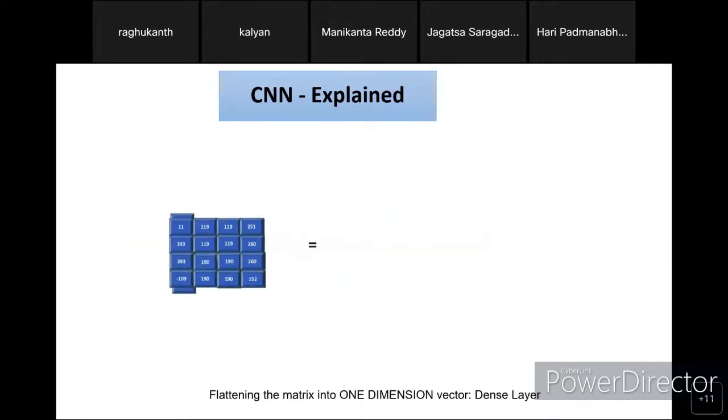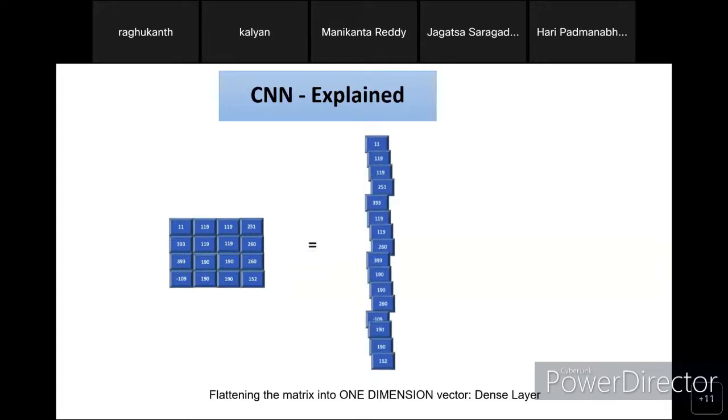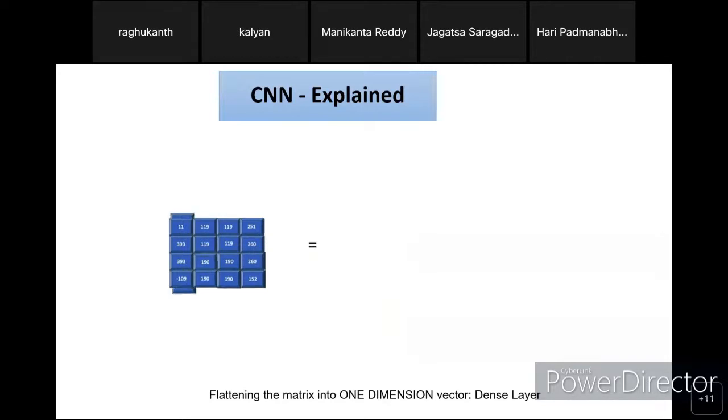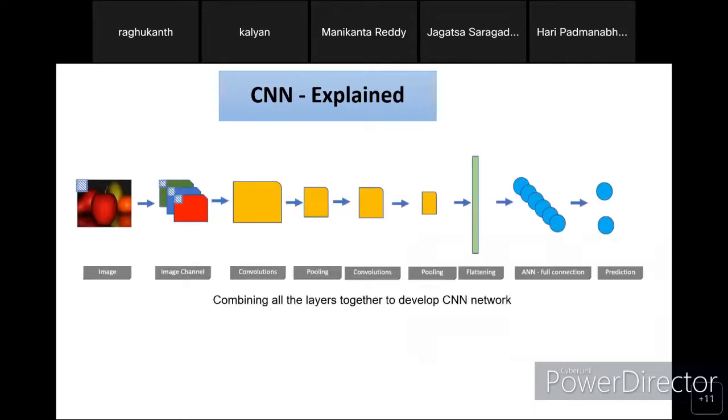And finally, I think we reduce it to one dimension, and then the dense layer, or it is converted to an array kind of a thing. And then we classify them, or some decision will be taken based on this data itself. So this is how it goes actually, okay? So you combine all these things, and you will get the final classification or whatever you want from the data.